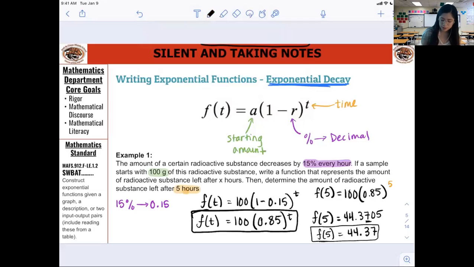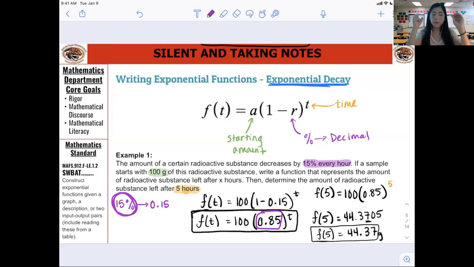Cool. Any questions on this problem so far? That's grams. Okay. What was my percentage rate? 15%. So this is something that we're going to be very careful with. The percentage is 15%. In the parentheses, however, I see 85.